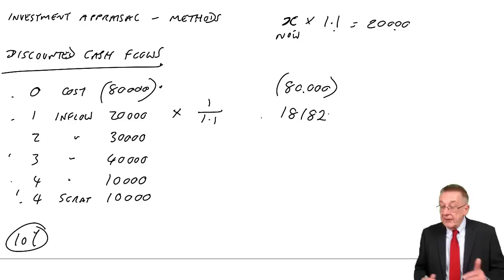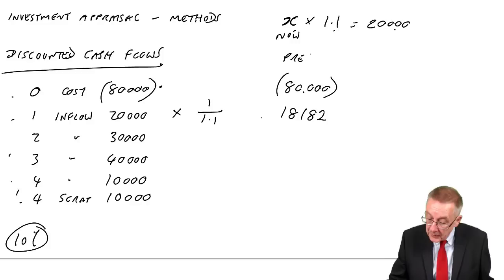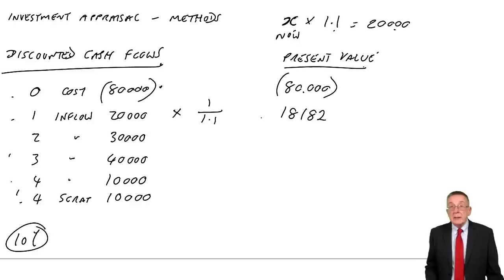And we're simply saying that 18,182 now, in a year's time, if you add on interest at 10%, would have grown to, is equivalent to, 20,000 in a year. We call that the present value. And we say we multiply by 1 over 1.1; the figure we multiply by is the discount factor.